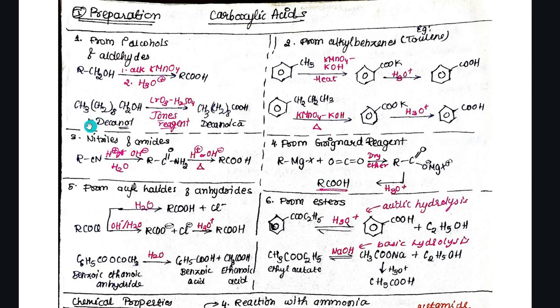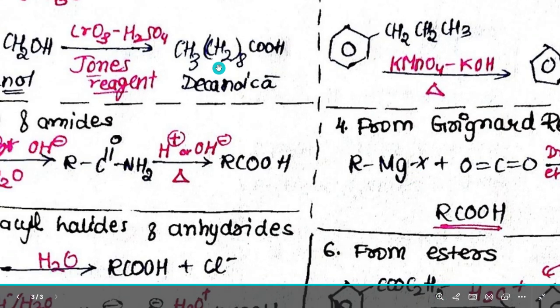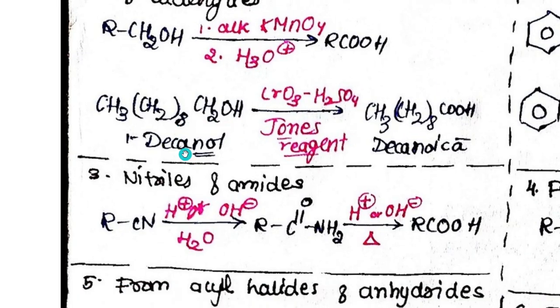Then we have 1-decanol. Here I am taking an example, which is 1-decanol. Why decanol? 10 carbon atoms. You can count. This is the first one. Here I have CH2 8 times, 8 of them. So 1 plus 8, 9, plus 1, 10.